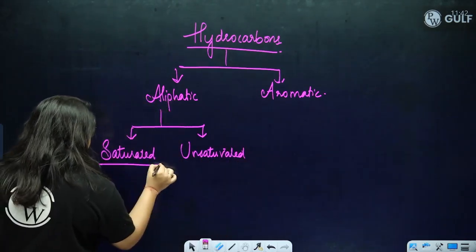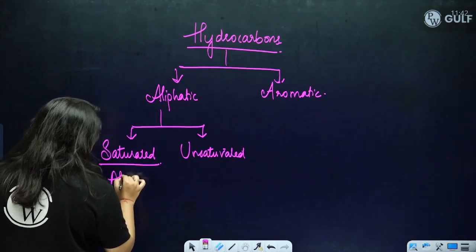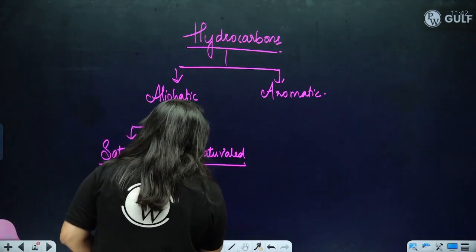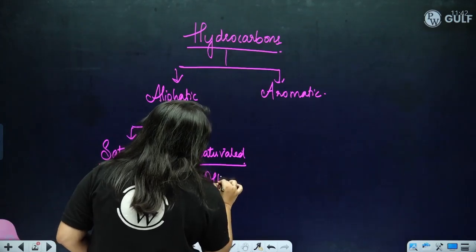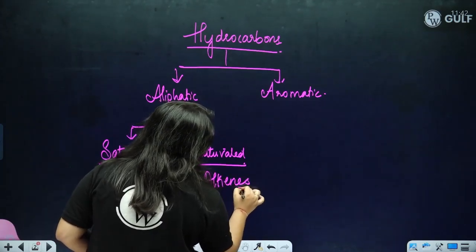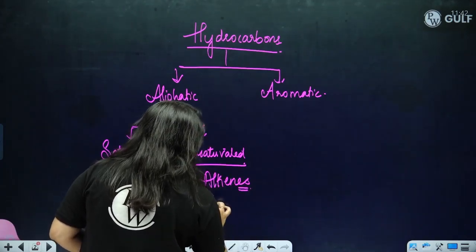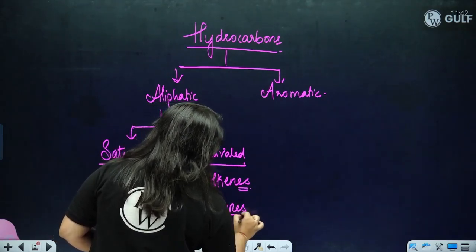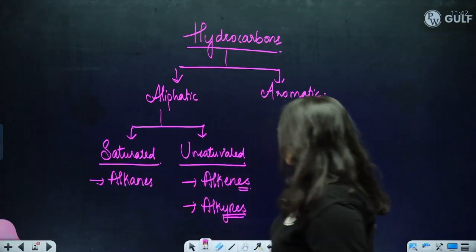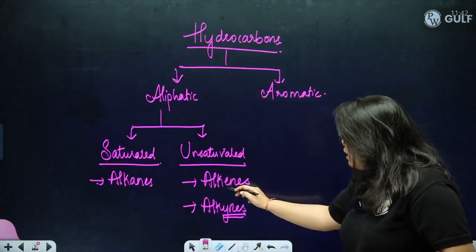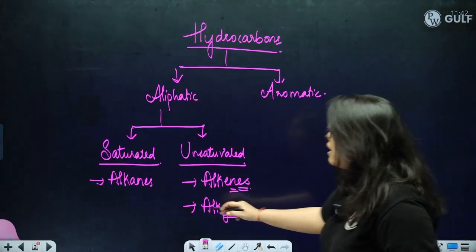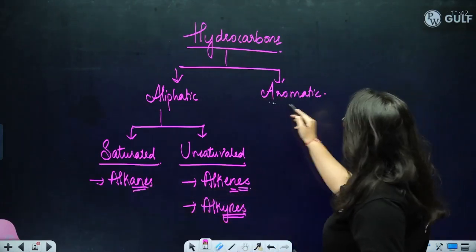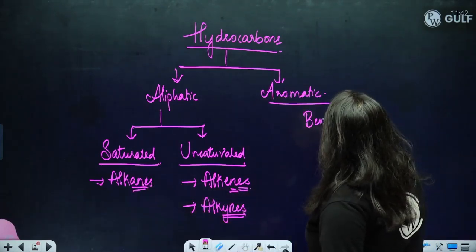Now, under saturated, we have alkanes. Under unsaturated, we have alkenes and then alkynes. Please focus on the last 2 letters. Last 4 letters in the case of alkynes, last 4 letters in the case of alkenes, and last 4 letters in the case of alkanes. Right? And aromatic, under this, we have benzene.